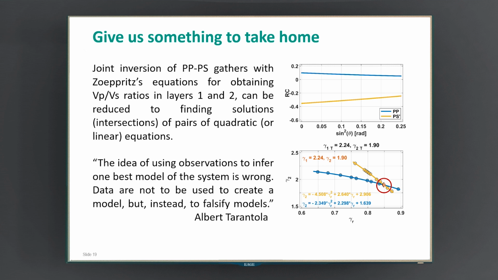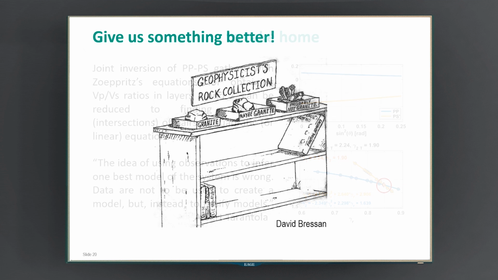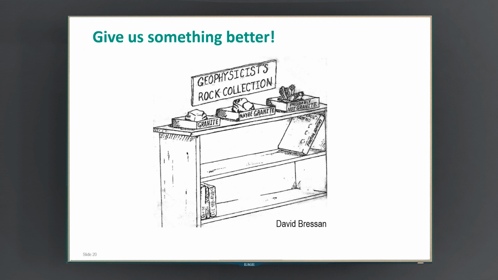Famous geophysicist Albert Tarantola writes that the idea of using observations to infer one best model of the system is wrong. He concludes by saying that data are not to be used to create a model, but instead to falsify models that do not fit the observations. I hope you have learned something interesting from this presentation.